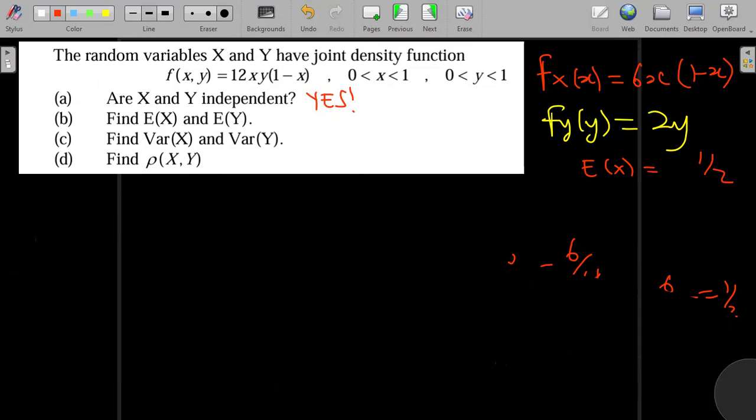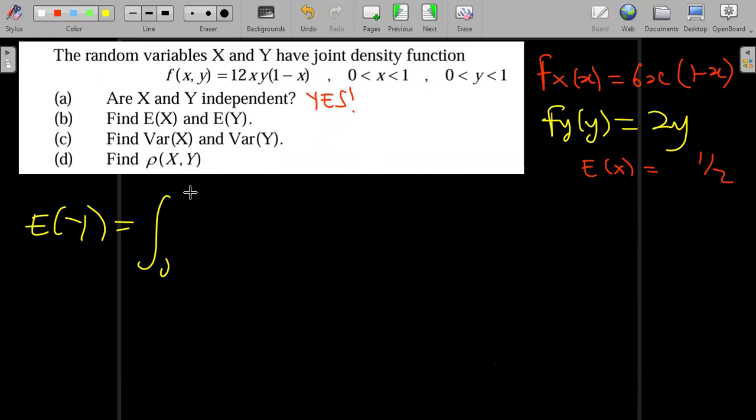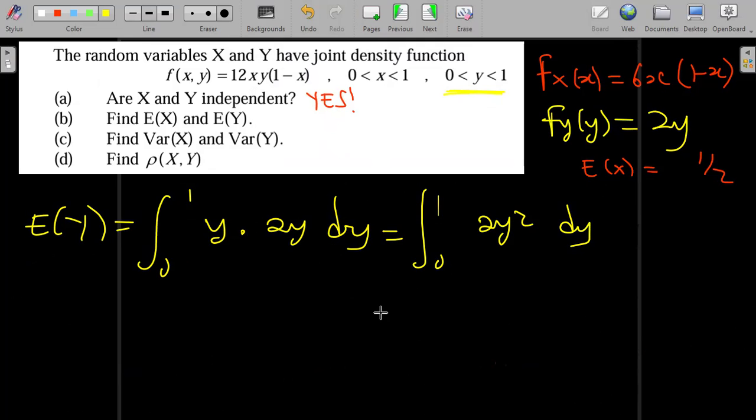Okay, let's find expected of y. So expected of y to be very simple. So expected of y will be equal to the integral from 0 to 1, because y is from 0 to 1, of y multiplied by 2y dy. So this will just be the integral from 0 to 1 of 2y squared dy. So if we integrate it, it will be 2y to the power 3 over 3, and then 1 to 0.